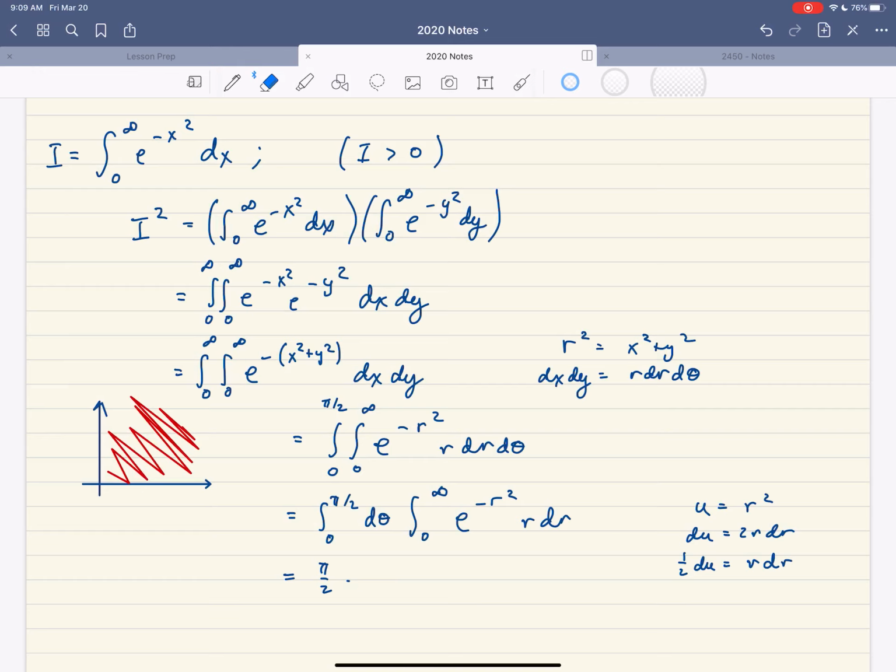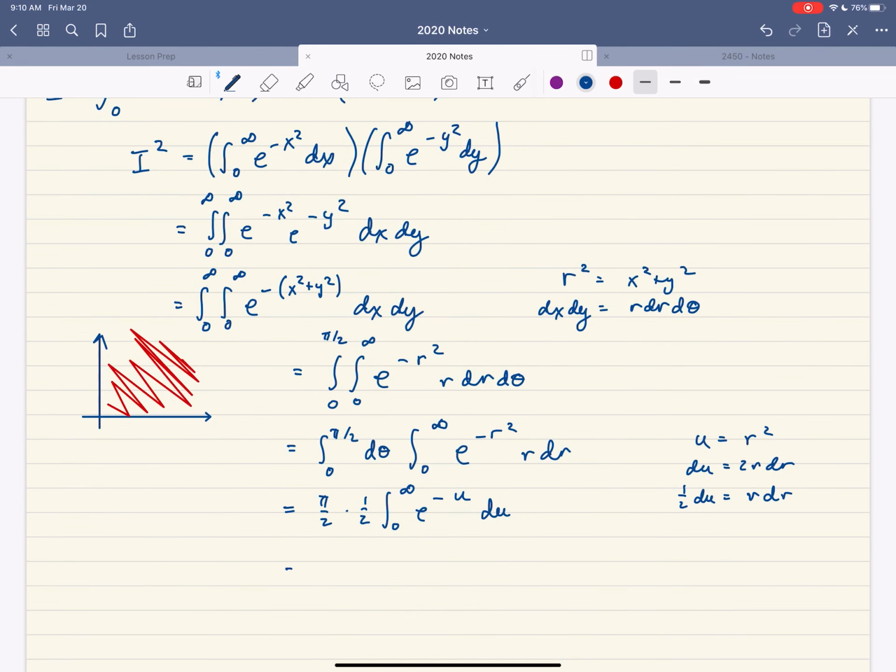So it's going to be 2 times the integral from 0 to infinity of e to the negative u du. Okay, du. And I wrote a 2 in front, which I didn't mean. The 2 should really be a 1/2 because our r dr should be 1/2 du. So it should be a 1/2 du. All right, that's perfect.